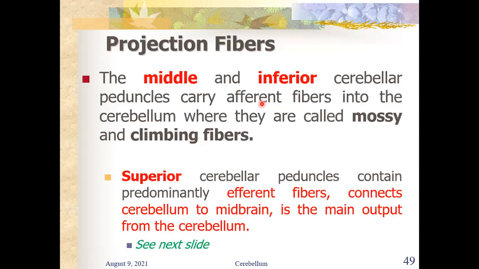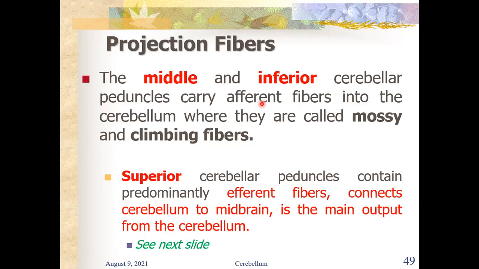The middle and inferior cerebellar peduncles carry afferent fibers into the cerebellum. They carry sensory fibers into the cerebellum. So those afferent connections into the cerebellum are made up of the mossy and climbing fibers. Remember, they are the two main inputs into the cerebellum. They receive and bring proprioceptive and motor information from the motor cortex, from the vestibular nuclei, from the red nucleus, and from the proprioceptors. That is the function of the mossy and the climbing fibers.